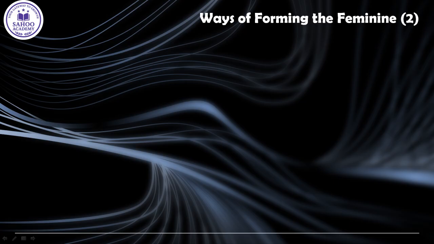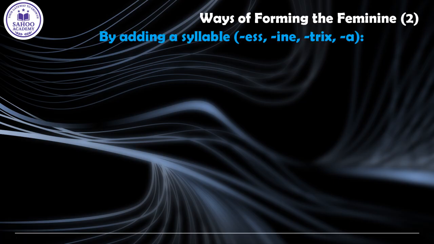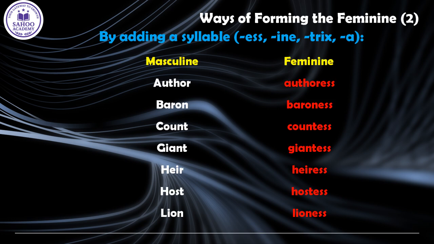Now let's look at a very common pattern for forming the feminine gender by adding a syllable to the masculine form. The most frequent suffix used is ess. Look at the examples on your screen. You can see how the masculine word is directly transformed. From author, we add ess to form authoress. From baron, we get baroness. From count, we get countess.